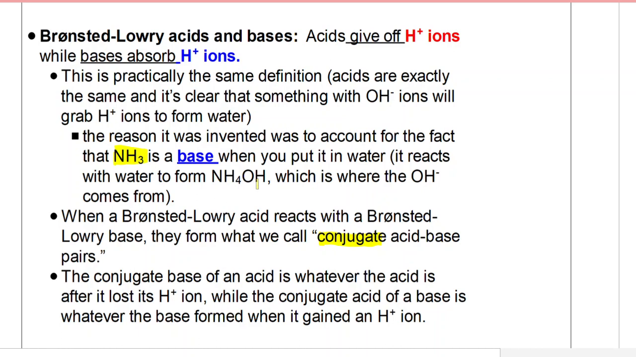However, that definition isn't real inclusive. So the other thing that Bronsted and Lowry added is something called a conjugate acid-base pair. A conjugate base of an acid is whatever the acid becomes after it loses the H+ ion, while the conjugate acid is whatever the base formed. Conjugates always appear on the product side of the chemical reaction. We're going to take a look at a reaction and start labeling it to better understand this concept.